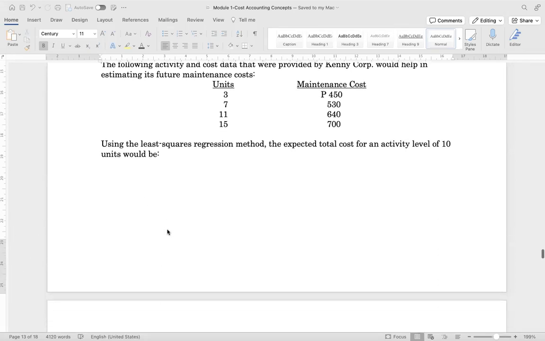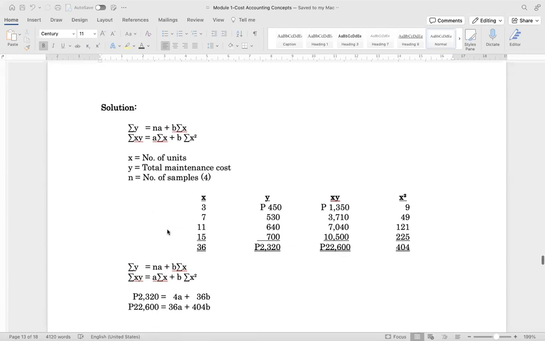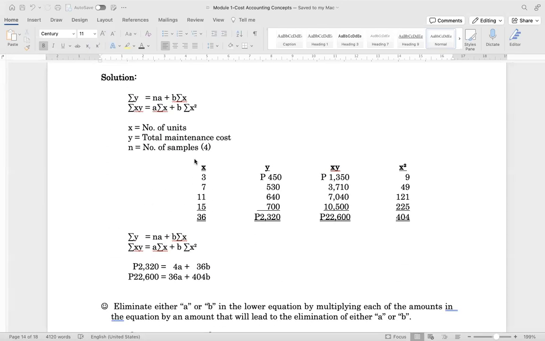So with regard to the number of units, that is your X: 3, 7, 11, 15. With regard to the Y, which is your cost, so this is your peso value: 450, 530, 640, 700. So this is step 1. Now step 2, you have to multiply X and Y to get XY. Then sum it up.